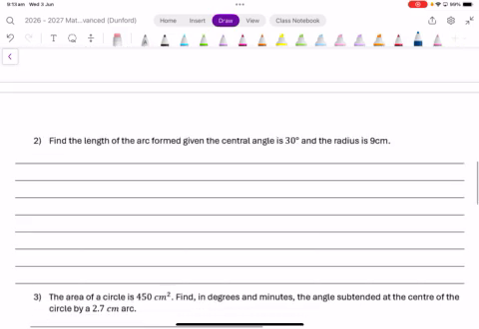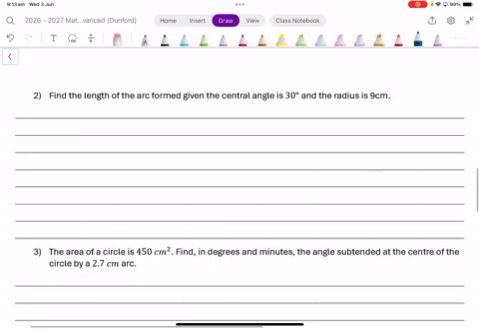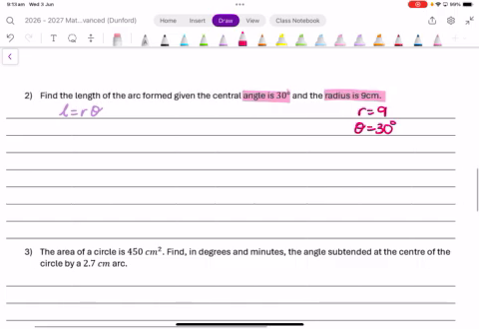Now, what I said at the start is we want to do everything with our angles in terms of radians. What we have in this question is we want to find the length of the arc formed if the central angle is 30 degrees and the radius is 9. So first things first, we write out the formula L equals r theta. We get r equals 9, but we have that theta equals 30 degrees. Now we need to change this to be in terms of radians.